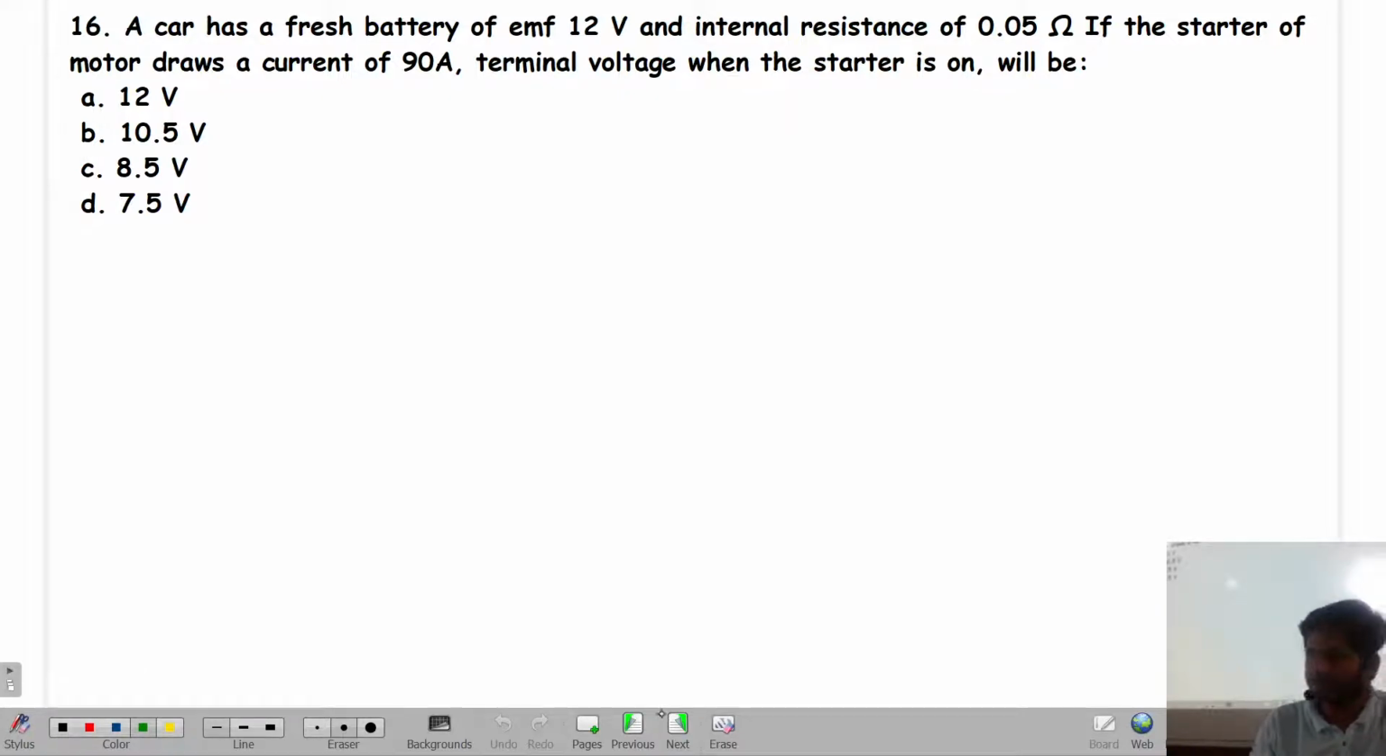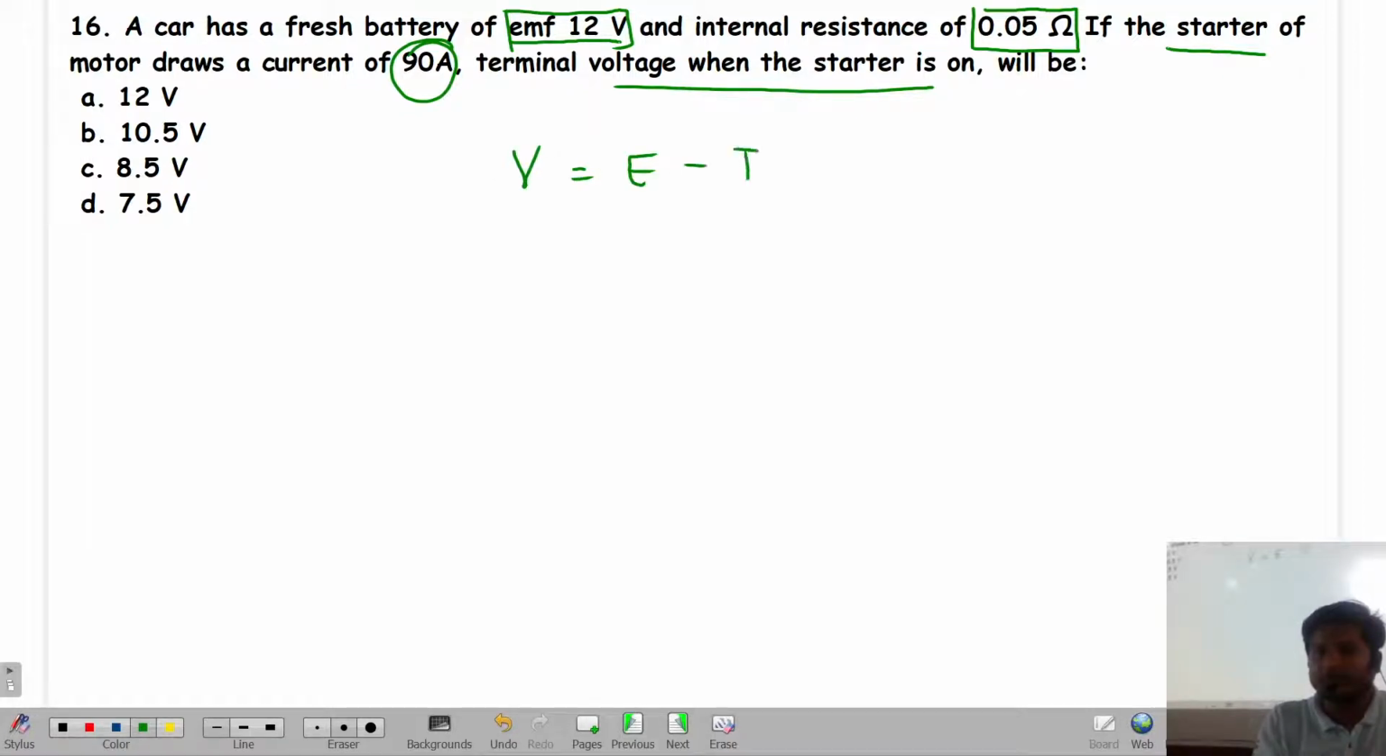16. Anyone have done it? EMF is given 12 volt. Internal resistance is also given 0.05. If the starter motor draws, the current is also given. Terminal voltage, what is that? Formula: V is equal to EMF E minus current into internal resistance R, or not? Yes or no? This is my terminal voltage.